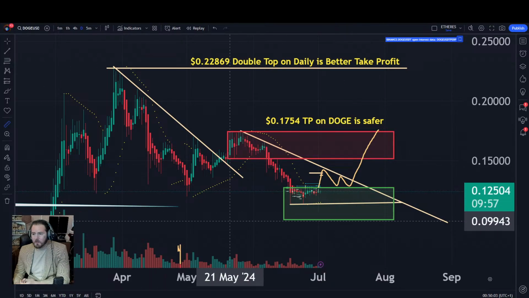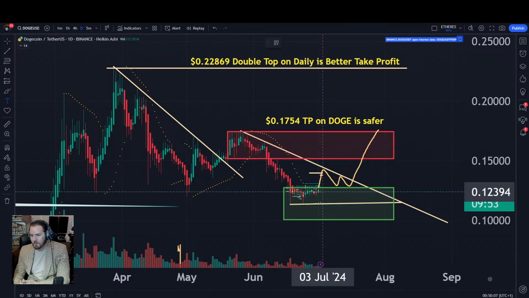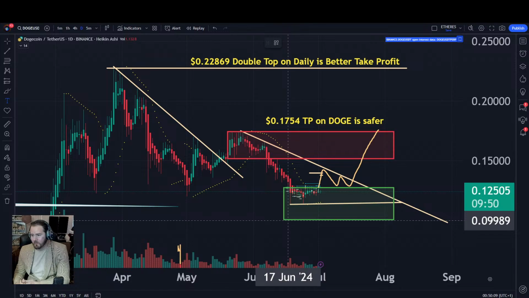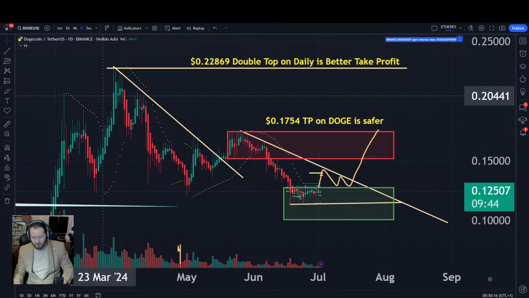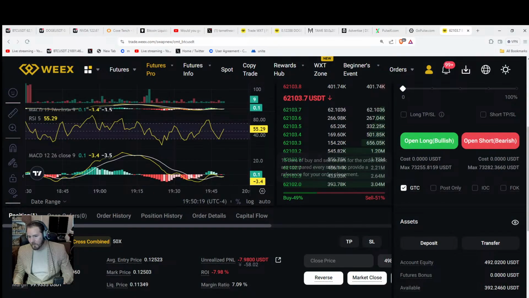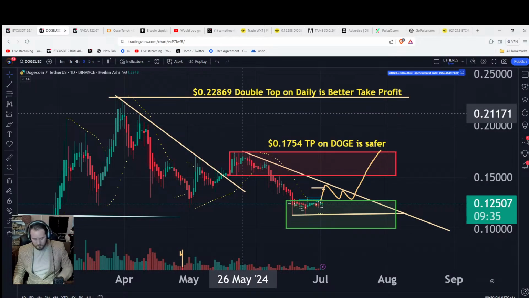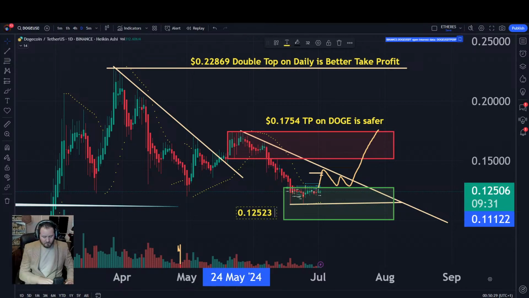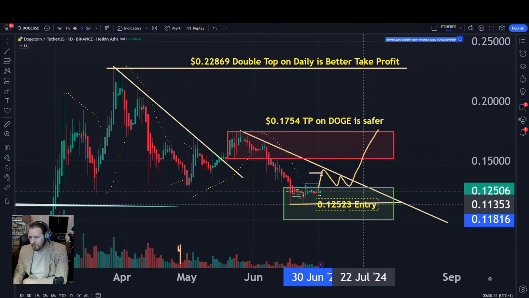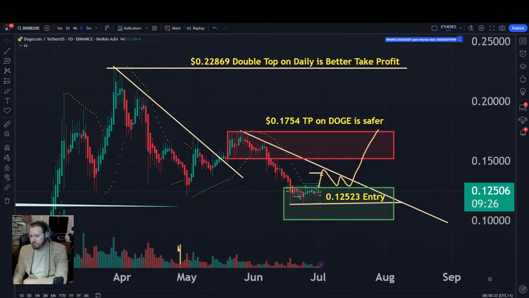All right, and then like entries, let's add the entry on the chart here. The entry on the chart here was about 12.523 range. Let me go back to the WEEX so we can look at that. 12.523. Let's copy this and go back over here. So this was my entry, 12.523.